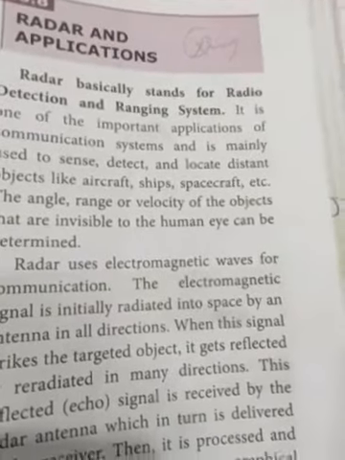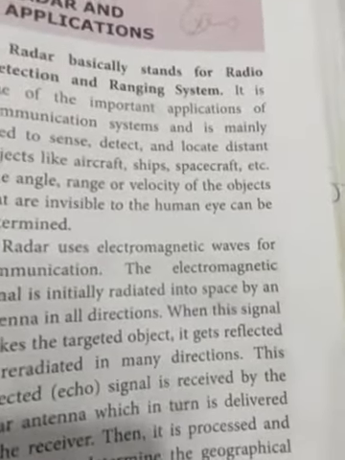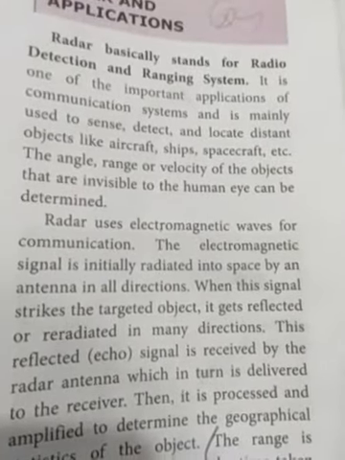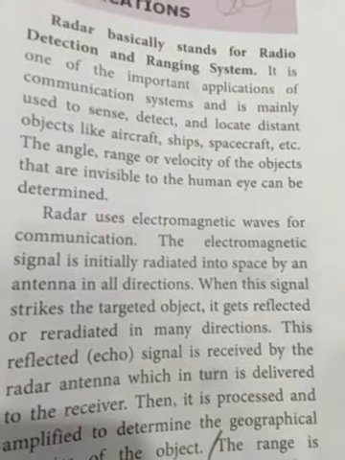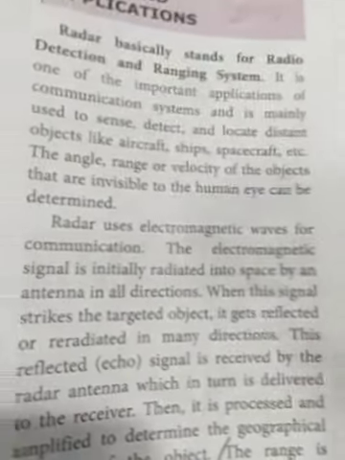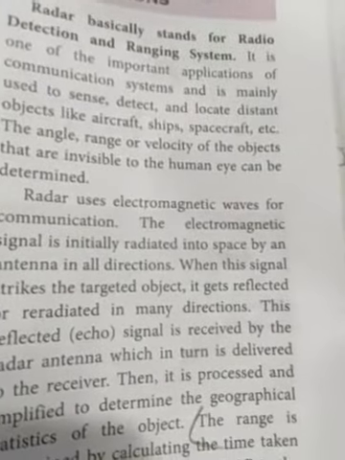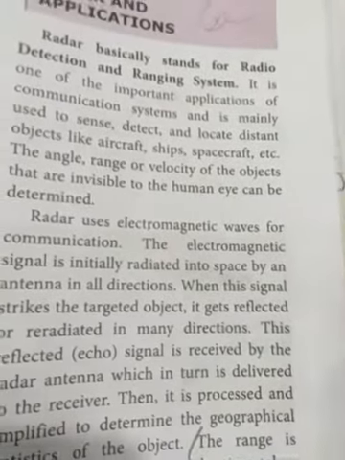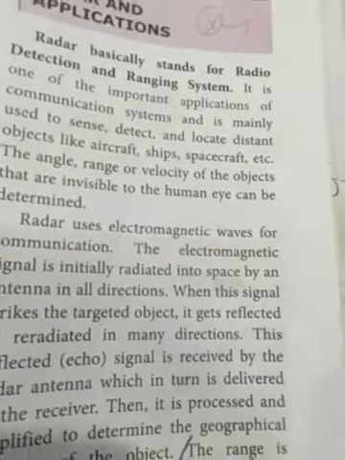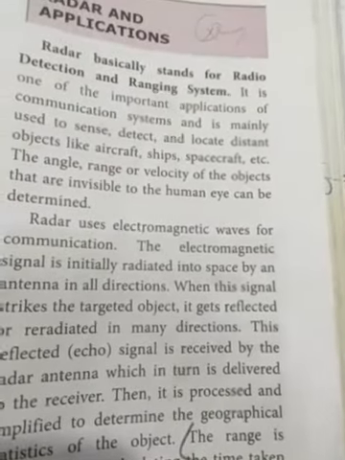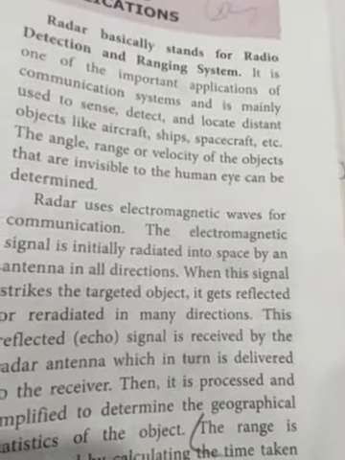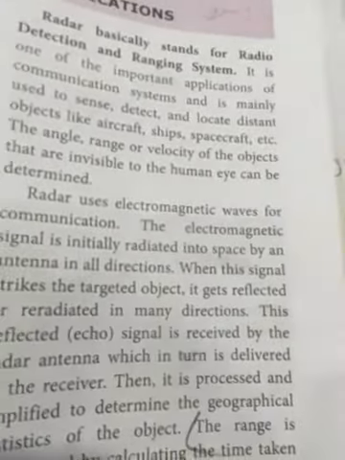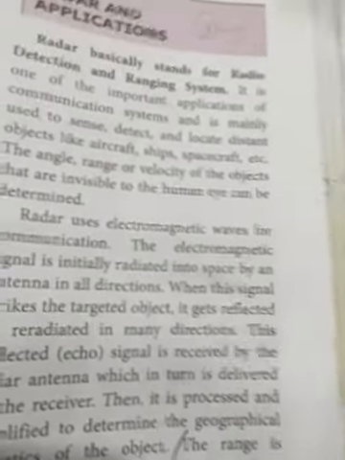So the radar uses electromagnetic waves for communication. The electromagnetic signal is initially radiated into space by an antenna in all directions. When the signal strikes the targeted object, it gets reflected or radiated in many directions. This reflected signal is received by the radar antenna.